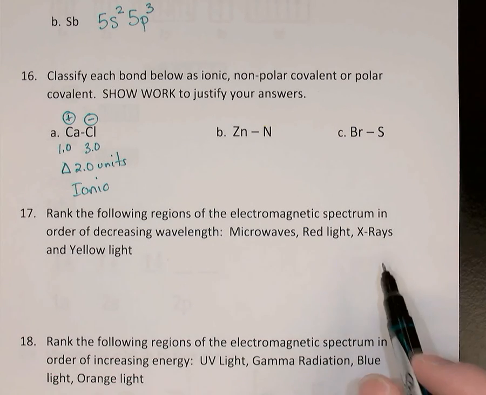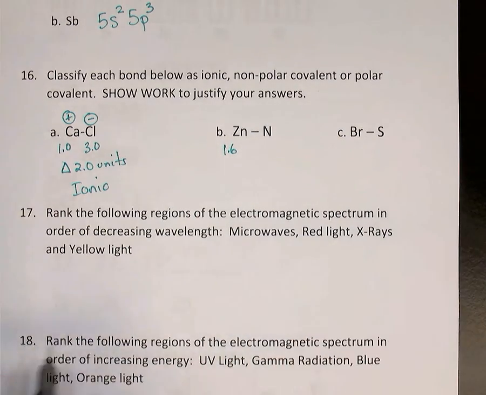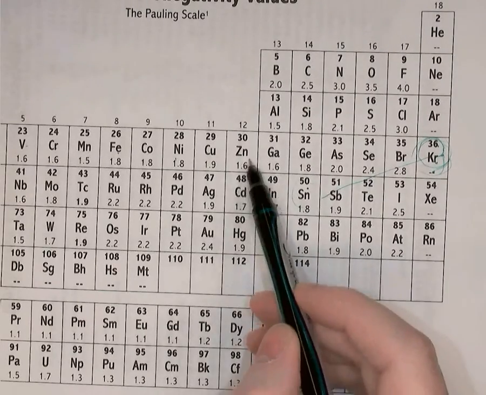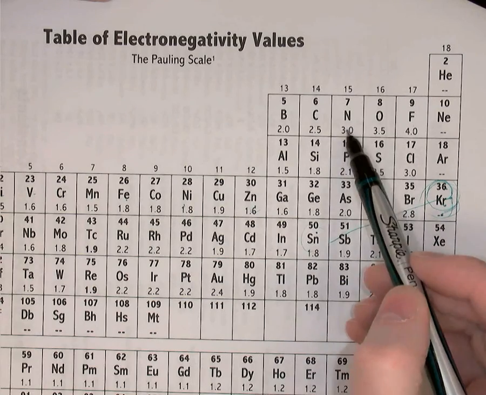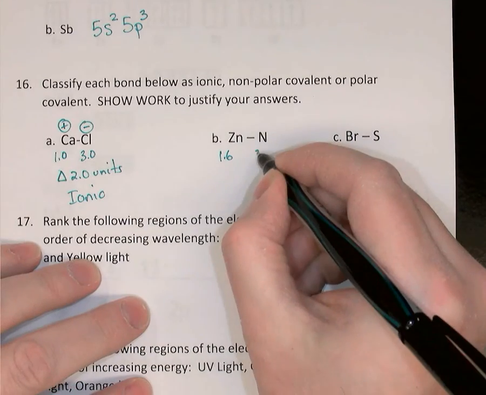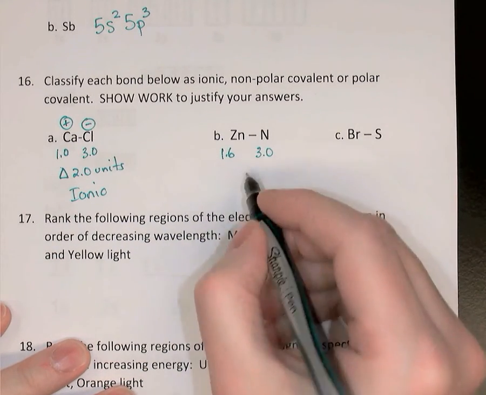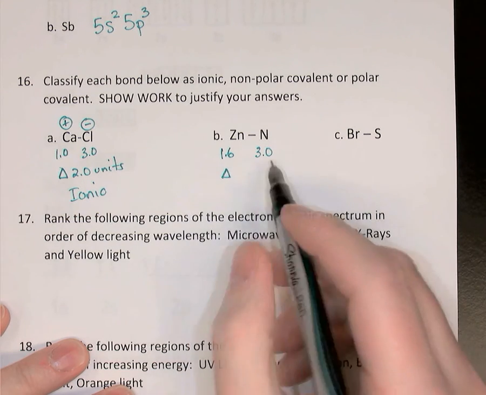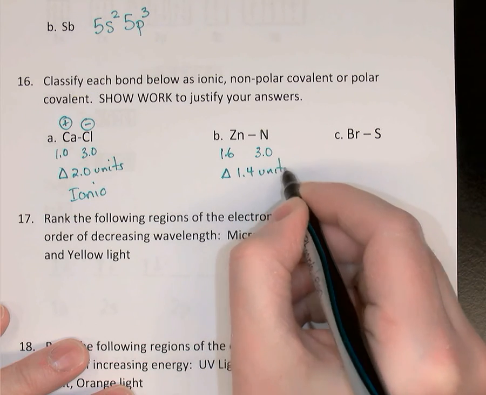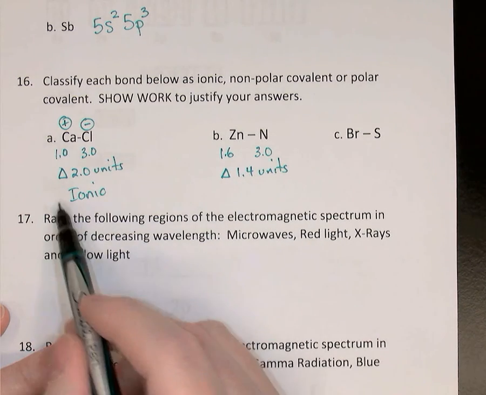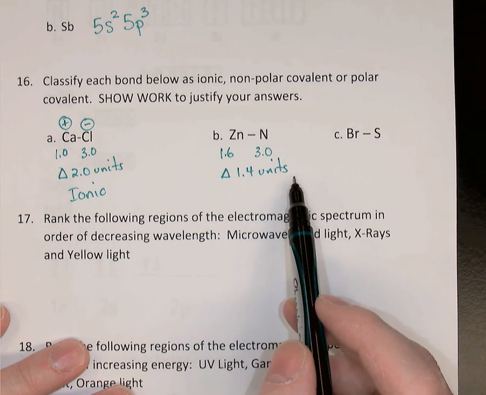Find zinc on your table of electronegativities. It's got 1.6 as its electronegativity value. Okay, so I'm just getting these numbers right from the table of electronegativities. Zinc is 1.6. Nitrogen is 3.0. Now, the units are called Paulings, but I don't really care about them for this. The difference in electronegativity between these two would be 1.4 units. Now that's not big enough to be called an ionic bond. To be ionic, you had to be 1.7 units difference or larger.